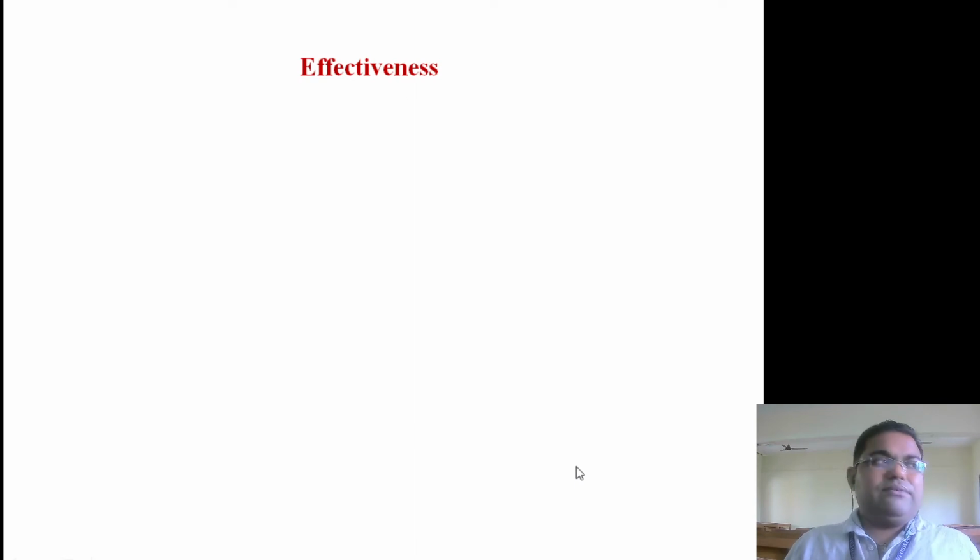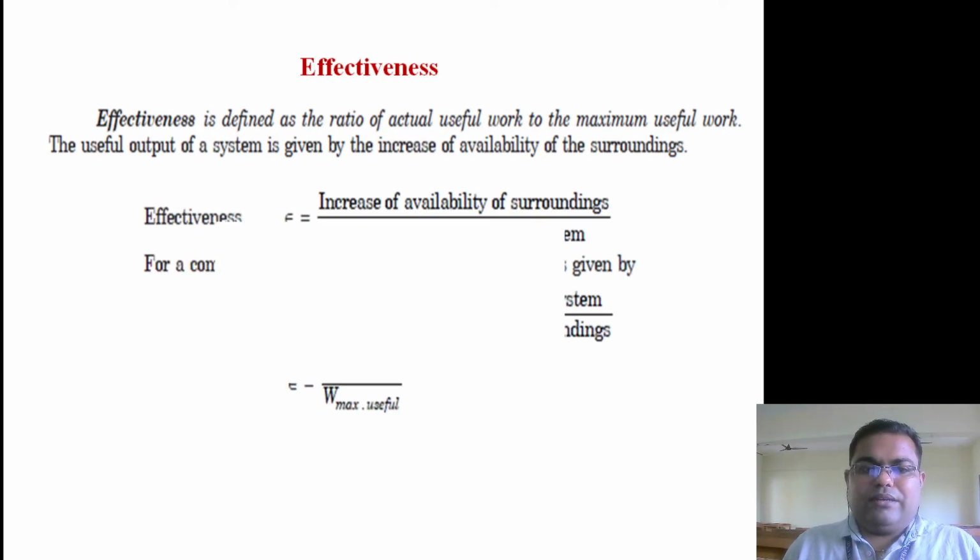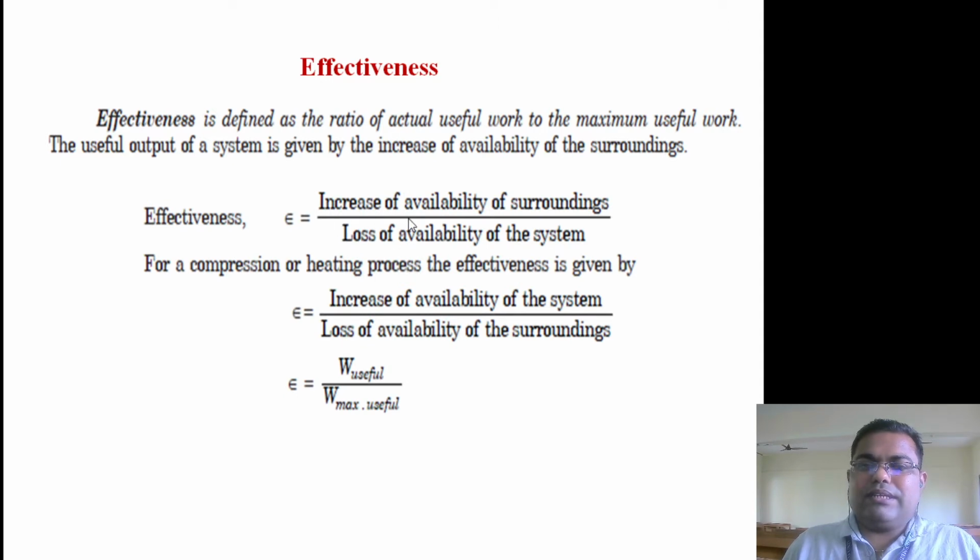Next one is effectiveness, how effective your system is. So effectiveness is defined as the ratio of actual useful work to the maximum useful work. The useful output of a system is given by the availability, basically whatever you are getting at the surroundings. So effectiveness is nothing but the increase of availability of the surroundings divided by the loss of availability of the system. So for a compression or heating process, we can say it is the increase in availability of the system to the loss of availability to the surroundings.